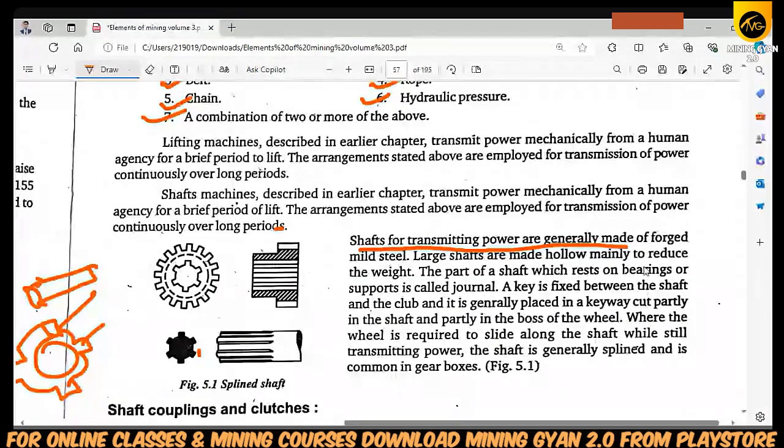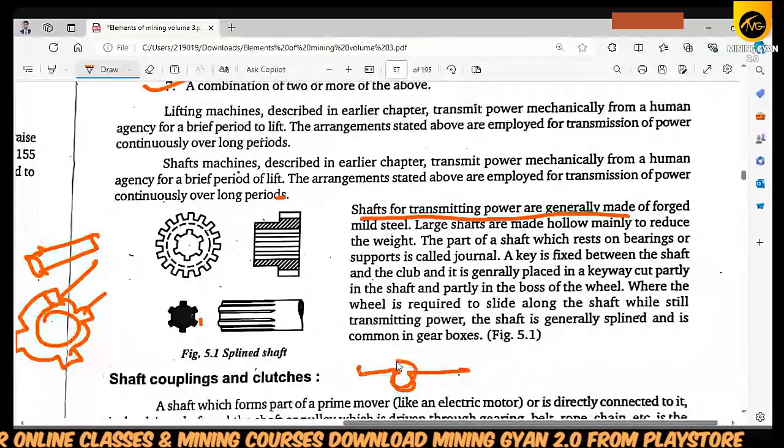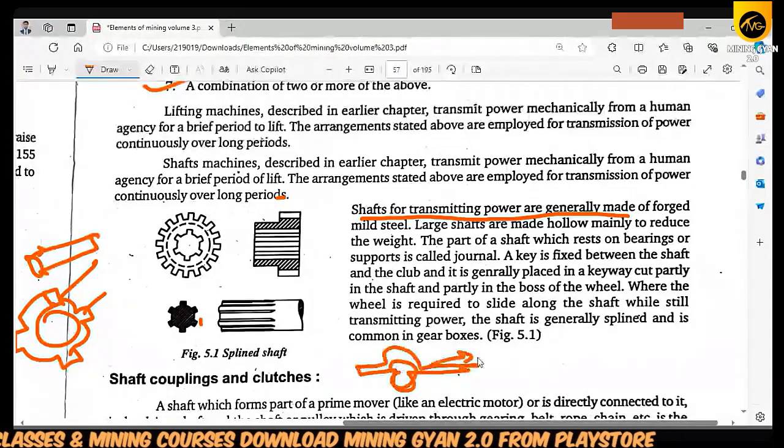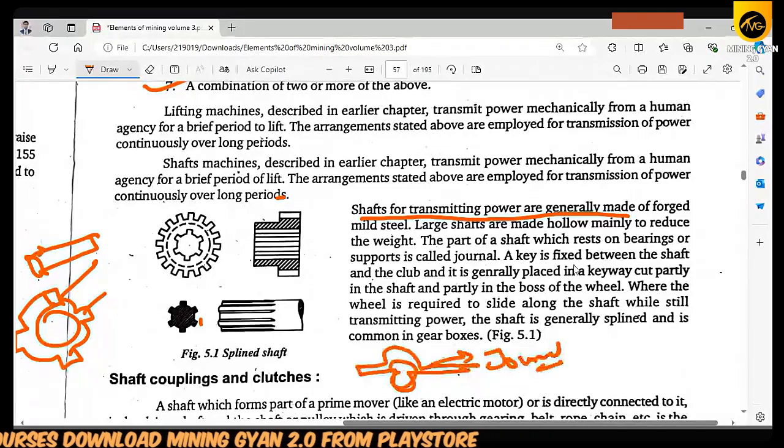The part of the shaft which rests on the bearing support is called the journal. If you see, for example, this is the place where shafts are resting. This is the plate. This plate is known as the journal. A key is fixed between the shaft and the hub.